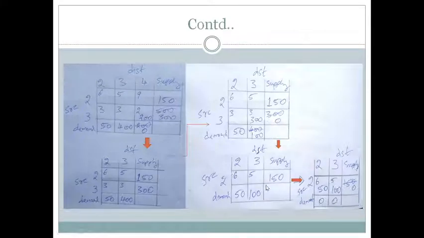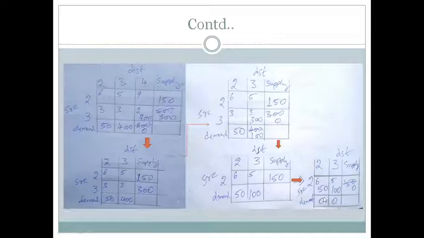And now we have reached a stage where we have only 1 row and 2 columns, and now whatever cost, demand and supply is left, you multiply that demand with the corresponding cost value here.